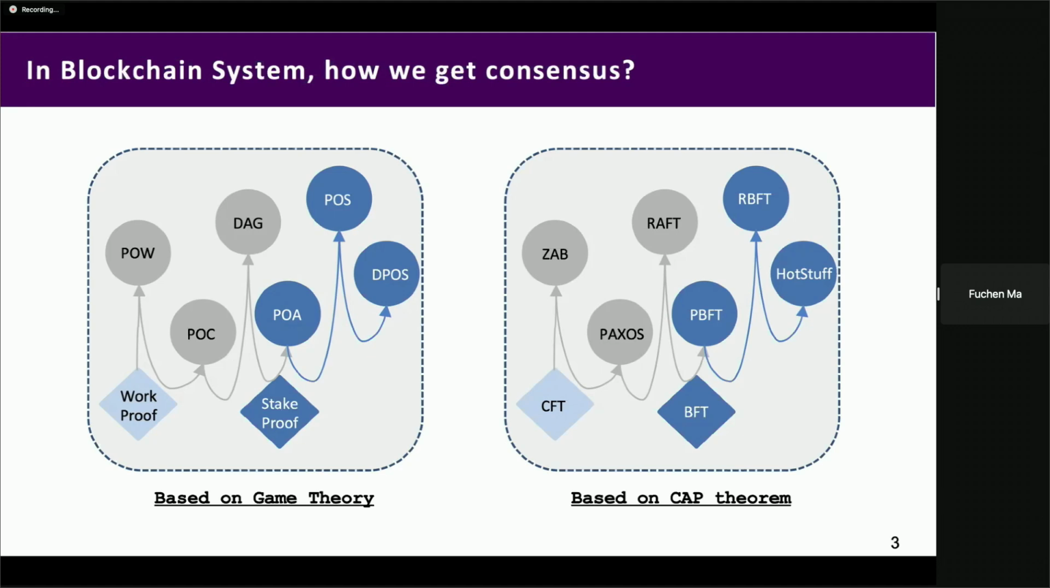The other type of consensus protocols are based on CAP theory. Considering that there are so many failures in distributed systems, algorithms that can tolerate crash faults or Byzantine faults were developed. Some well-known algorithms of this type include the well-known Raft and PBFT.